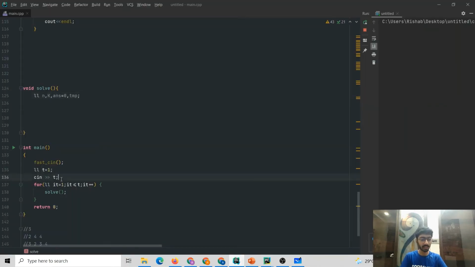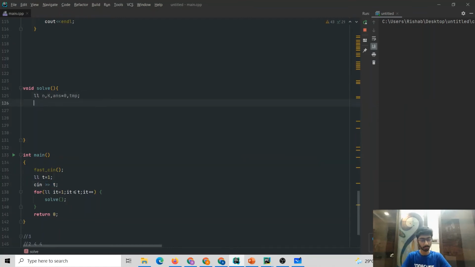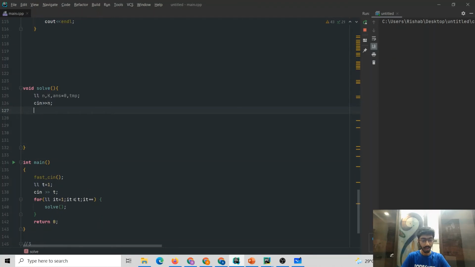So initially we have taken t, which is the number of test cases, and after that for each test case we are calling the solve function. In this solve function we have to first take the input of n. After that I am going to create a vector of long. In this problem we can also work with integers, but I prefer working with long. So vector of long and I will call that as numbers.